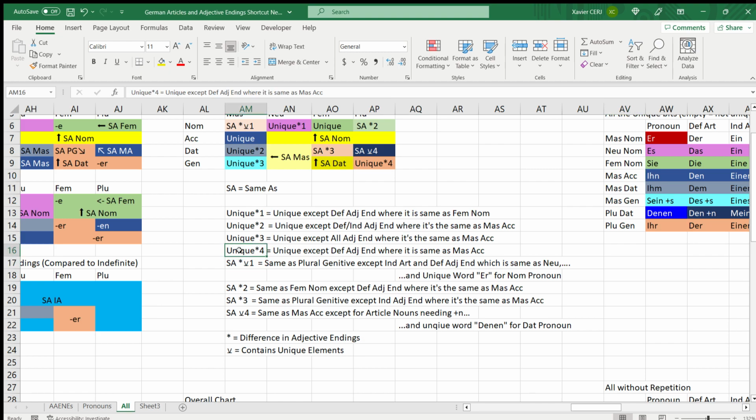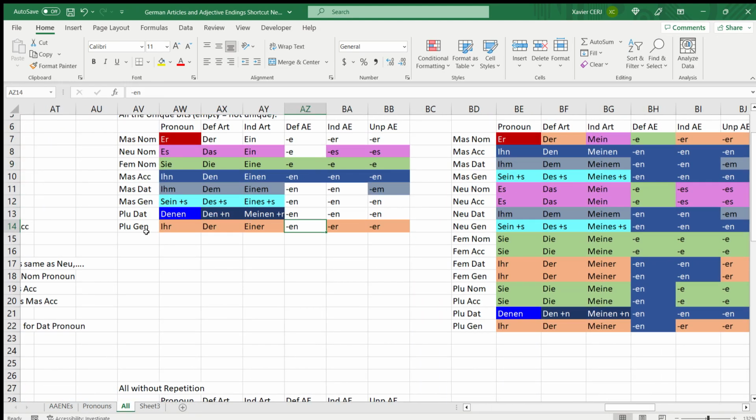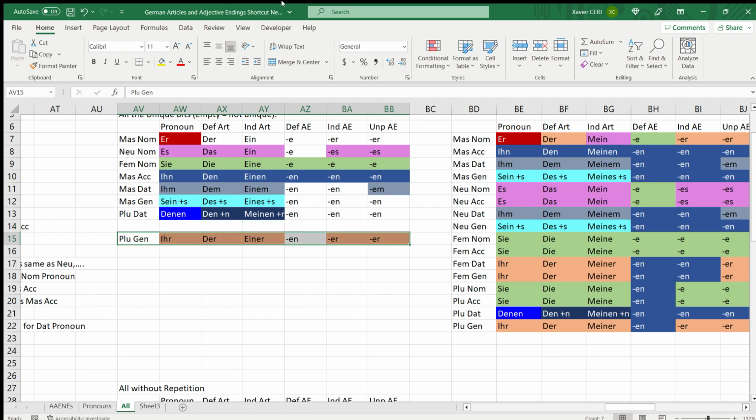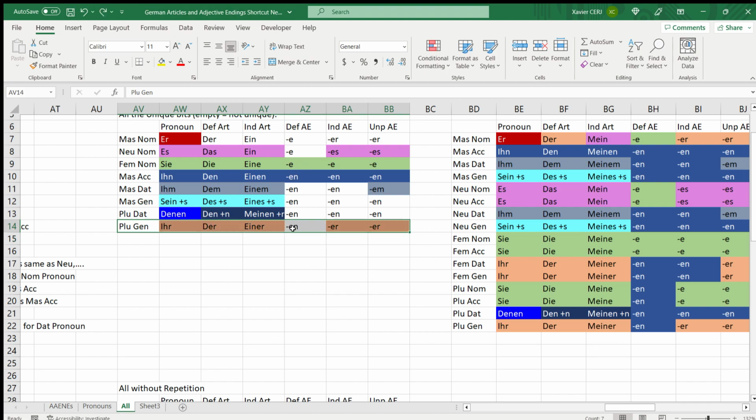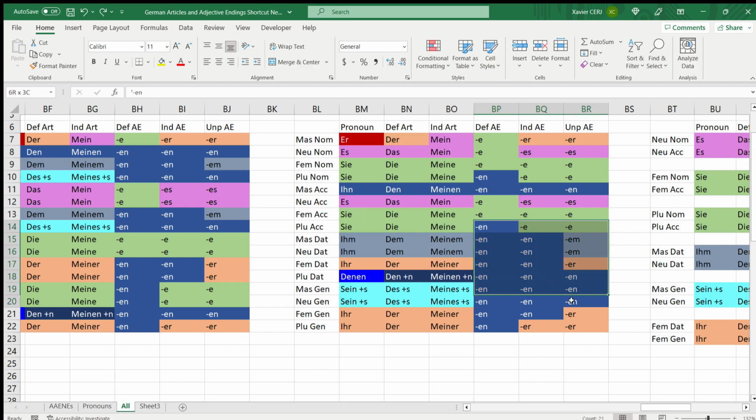Unique star four. Did I skip one? No. Unique star four, which is this one right here, is unique except the definite adjective endings, where it is the same as the masculine accusative. So that would be this one right here. All of these are unique except this one right here, which is the same as the masculine accusative, because for whatever reason, the masculine accusative is all over the place.